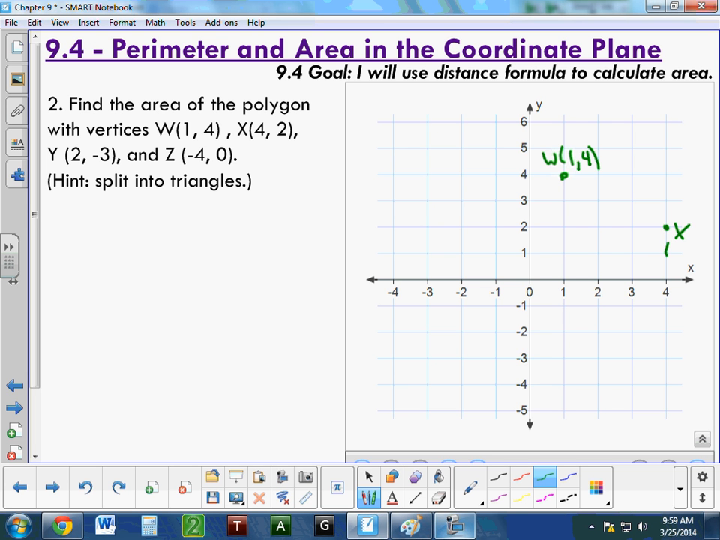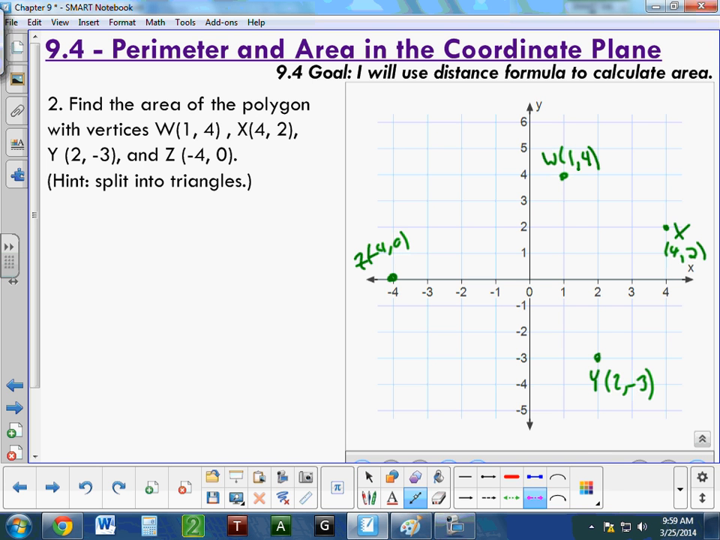So this is x, which is 4, 2. Y is 2, negative 3. And z is negative 4, 0. All right. Now, I don't know what kind of shape this is going to be, but it doesn't look like it's anything normal. I'm going to connect this with these lines. Neatness here is a big thing. It's going to be so much easier for you when you do these questions if you're neat about it.